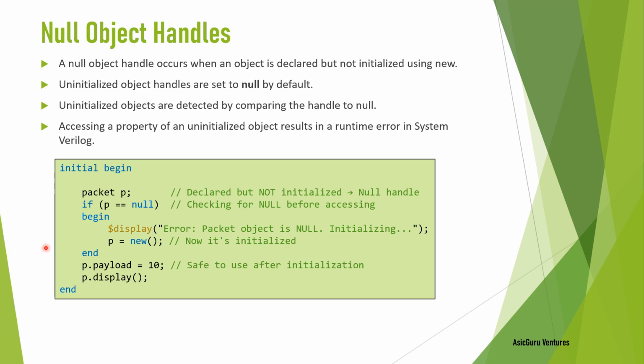Let's take this example. Here we have declared a packet object P, but we are not initializing it. So we are checking if P equals null. If it is true, then we display an error message and then initialize it using new. Once it is initialized, we can safely access its properties and its methods. So it is good practice to always check a handle for null before accessing it, as it avoids null dereference errors which could be very difficult to debug in simulation.